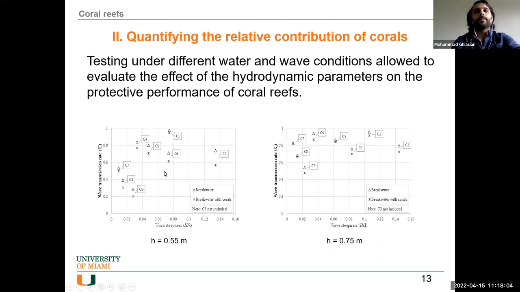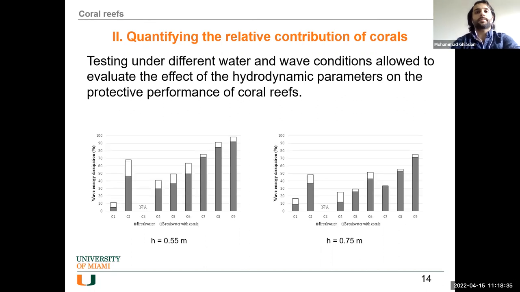So as you can see, there's a difference between the breakwater and the breakwater with corals. And these differences are not similar in every condition and it's changing. And of course, in the deeper water, it's less. So the difference between the breakwater with corals is less compared to the shallow water, meaning that in the shallow water, the interaction between the corals that caused the friction was higher compared to the deep water.